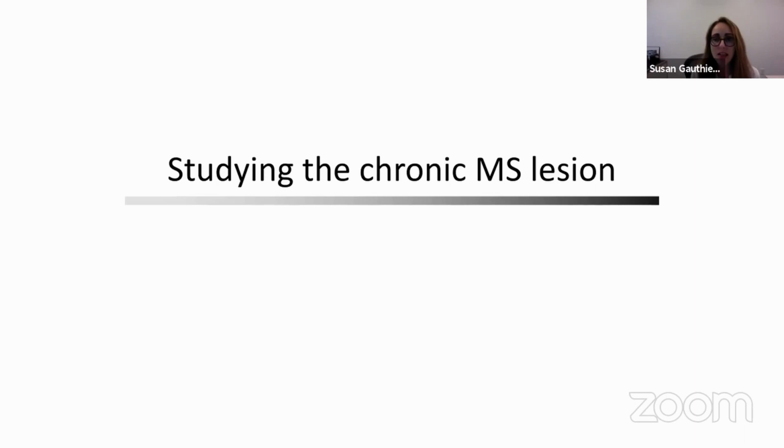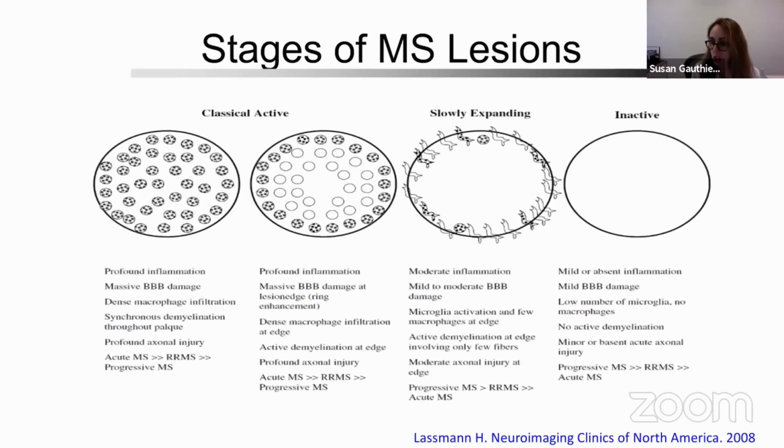So, the chronic MS lesion. For years, we've really focused on what we call the classic active MS lesion. These are lesions that represent new inflammatory attacks. There's breakdown of the blood-brain barrier, so there's leakage of gadolinium, and we can easily appreciate them on MR because they're gadolinium enhancing. So there's diffuse inflammation, there's edema, there's active demyelination, and there's some axonal loss.